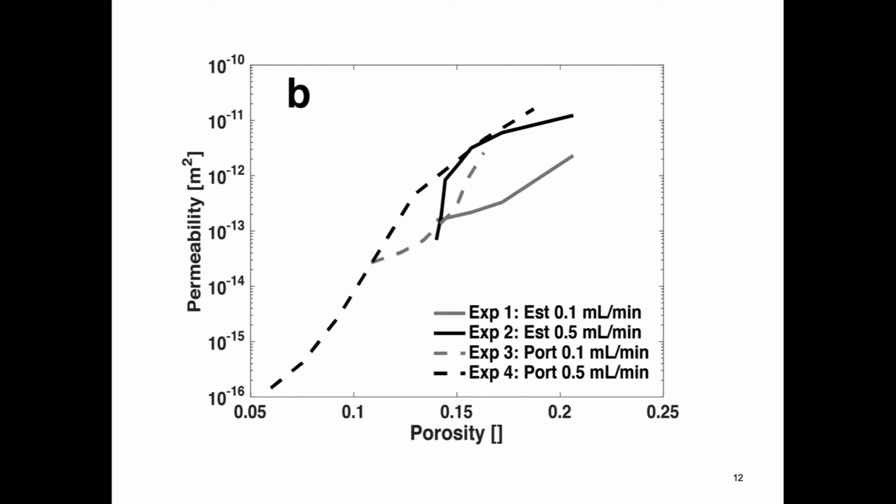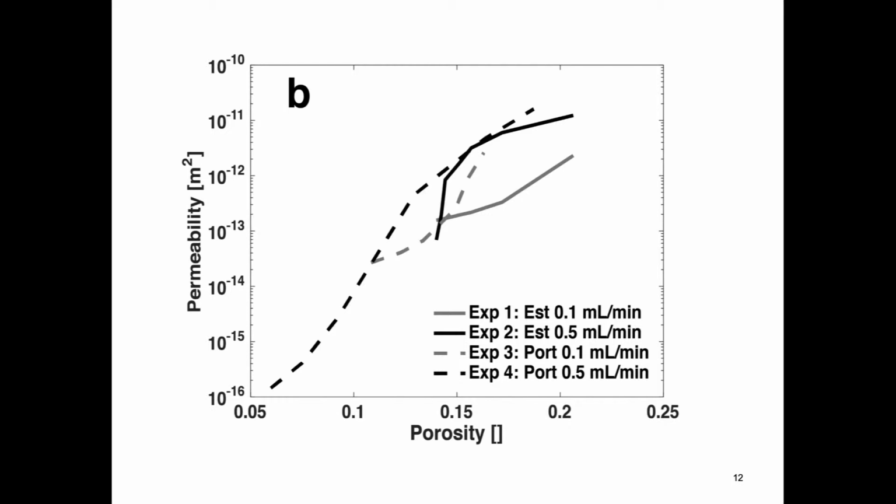The greatest change in permeability with porosity was in experiment 4, which had the highest flow rate and the lowest initial permeability. The low flow rate experiments 1 and 3 showed the least change in permeability with porosity, while experiment 2, which had a very high initial permeability, had large changes in porosity with a smaller permeability increase.